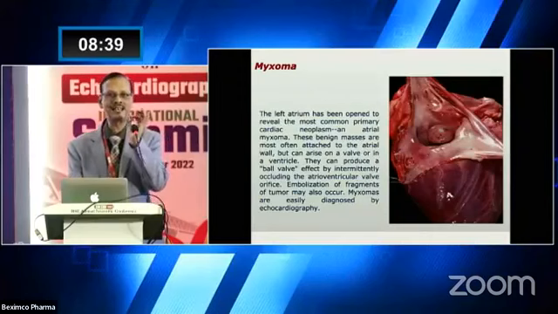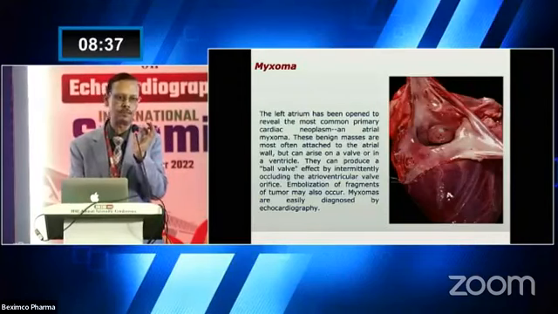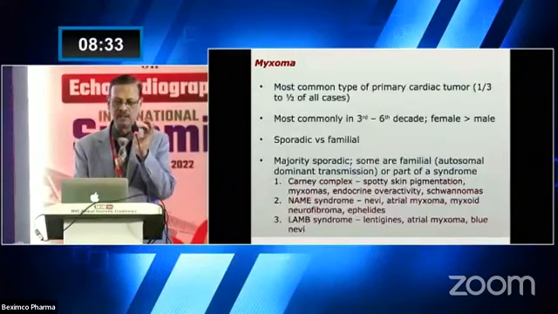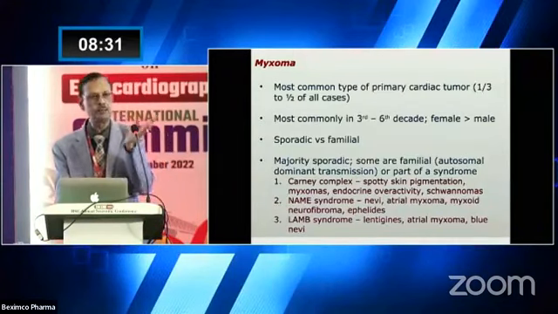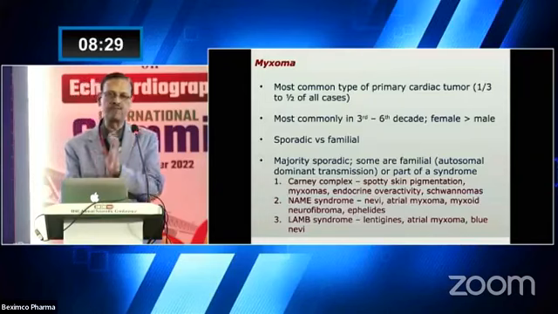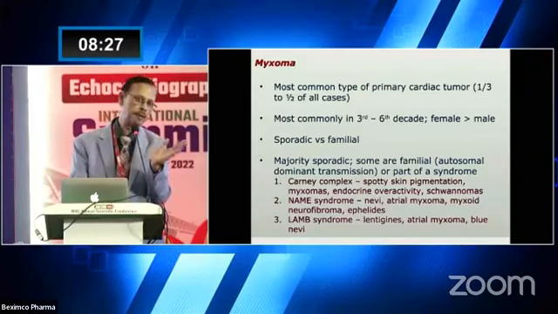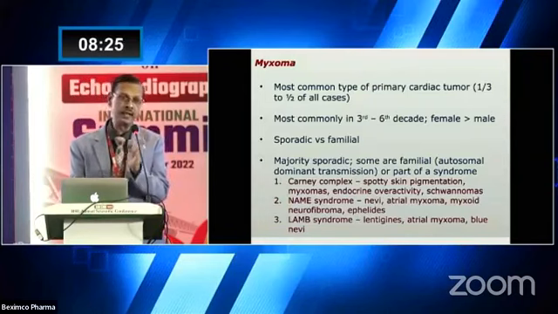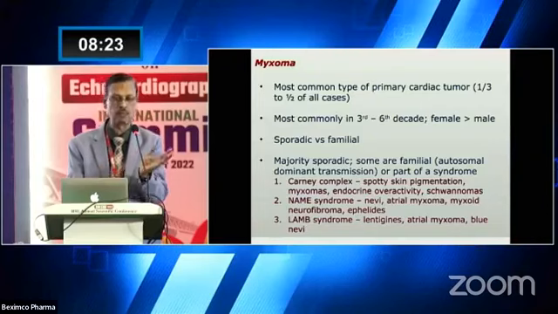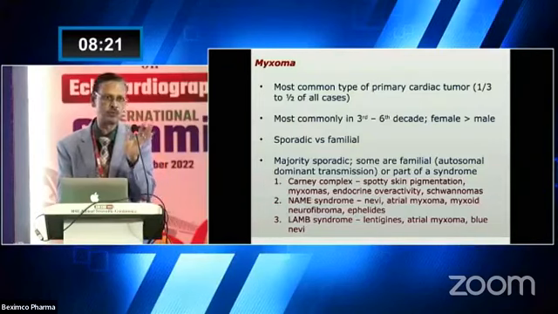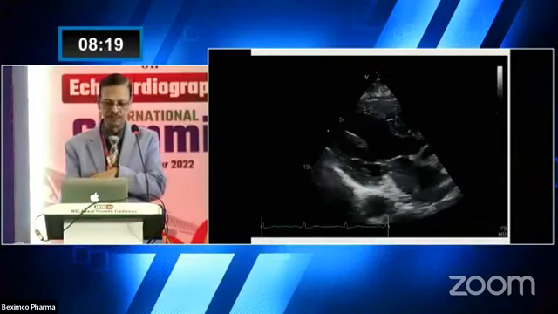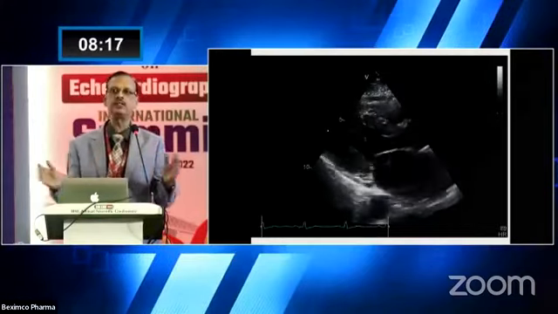This is a classical surgical presentation of myxoma, which we see on the operation table. It's the most common type, mostly common in the 3rd to 6th decade. Females are more affected than males. It may be sporadic, familial, or it may be associated with a syndrome like Carney's complex, NAME syndrome, or the LAMB syndrome. So I'll give a series of myxoma.